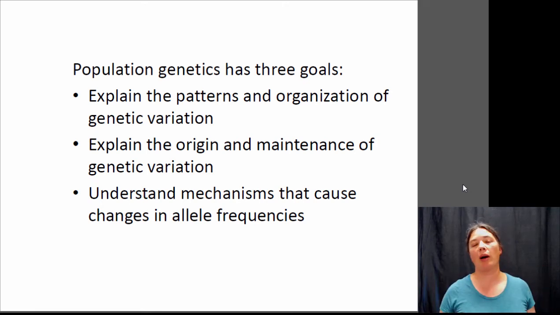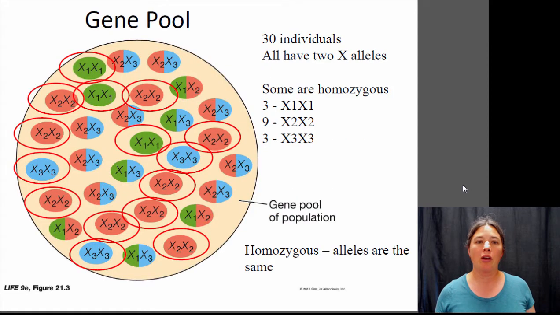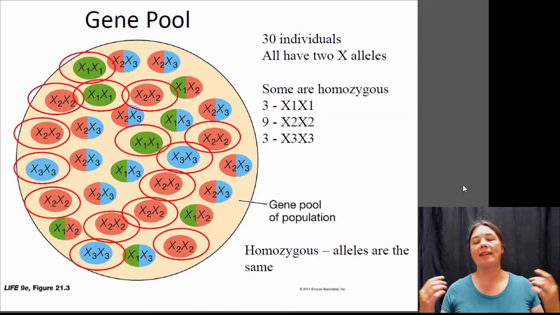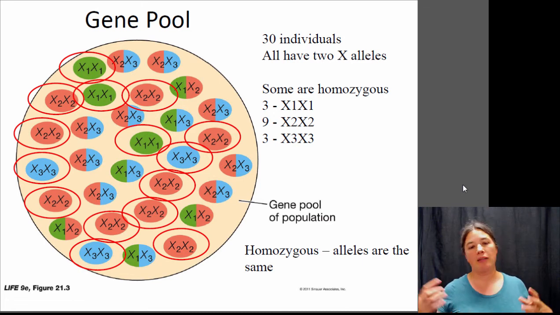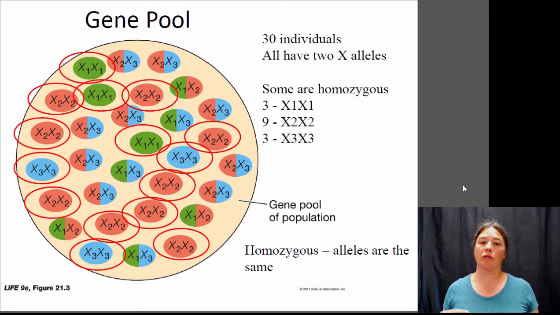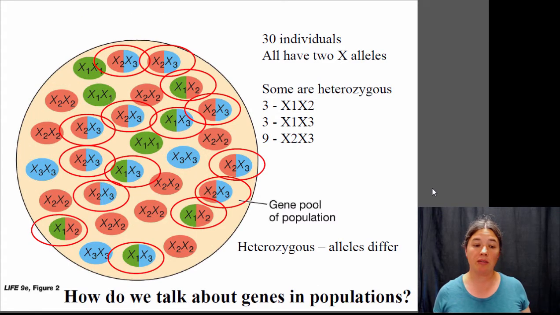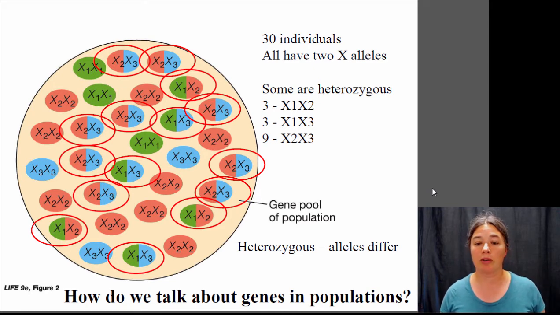So let's take a look at an example population. We have a whole bunch of individuals. Each one of the individuals here is represented by one of these little ovals, and the genotype of each individual is listed within the oval. So in this population, we have 30 individuals. Each one has 2 alleles at the X gene. And we have some individuals that are homozygous, which are circled right now, so they have 2 of the same allele. We have some individuals that are heterozygous, which means they have 2 different alleles, and there's actually 3 alleles present at this particular gene.